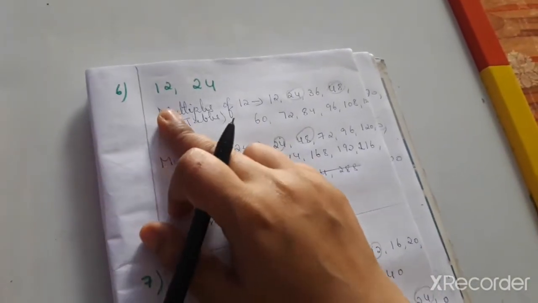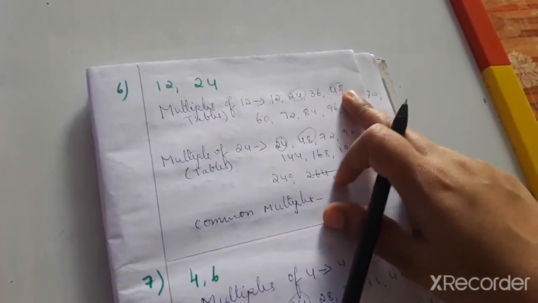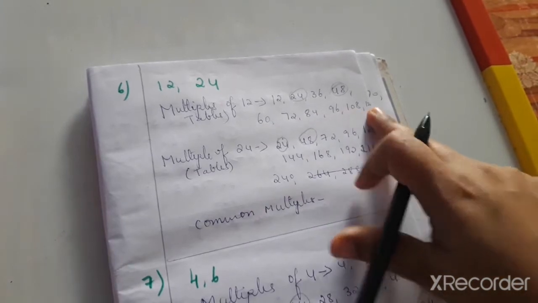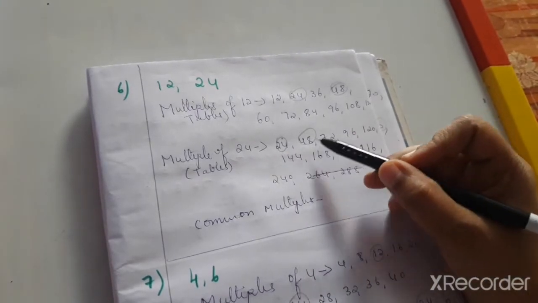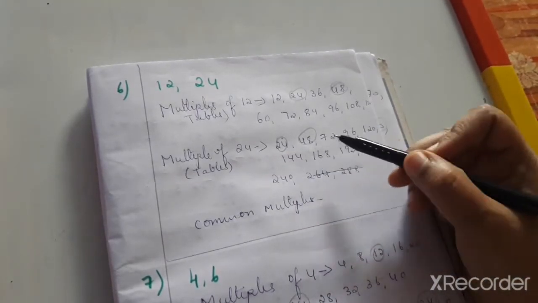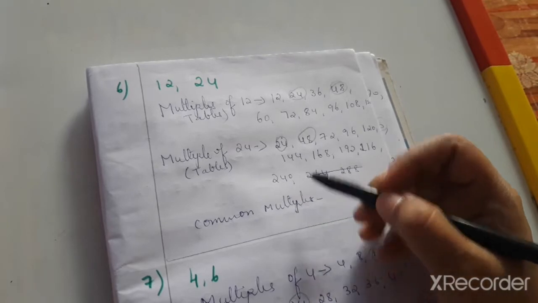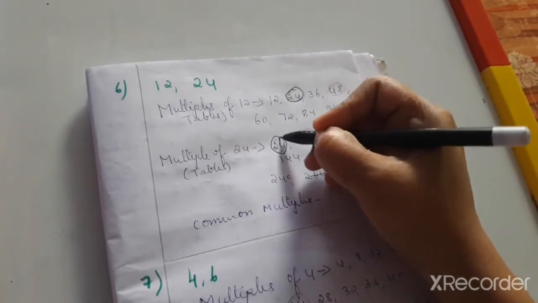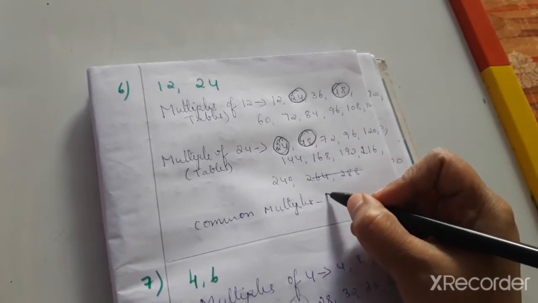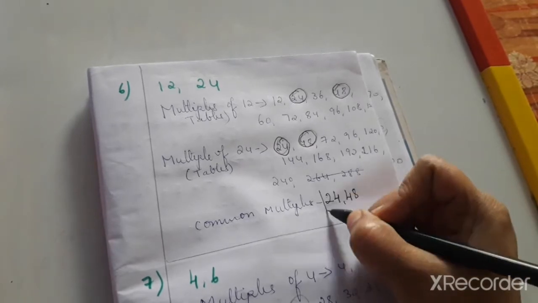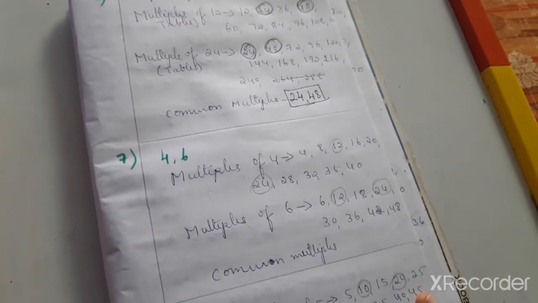Now sixth question, 12 and 24. We have to write the multiples of 12, means tables of 12: 12, 24, 36, 48, 60, 72, 84, 96, 108, 120. And multiples of 24 means tables of 24: 24 ones are 24, 24 twos are 48, 72, 96, 120, 144, 168, 192, 216, 240. Then we want common multiples. So which is common here? 24 is common here, and 48. So 24 and 48 are common multiples.